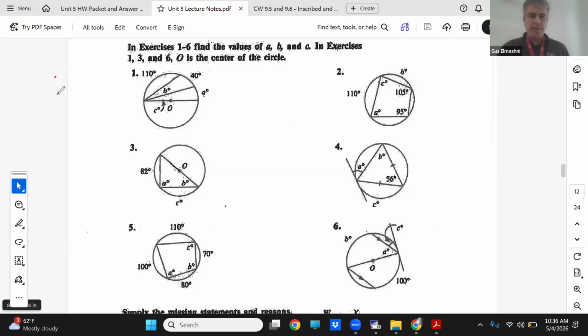B is pretty obvious. What's B, guys? 20? You guys agree B is 20? What's A, guys? 30. Yep, I agree. What's C, guys? Outstanding. Okay, so 1, check it off.